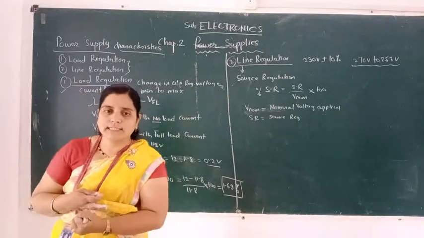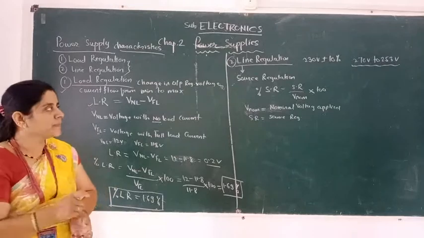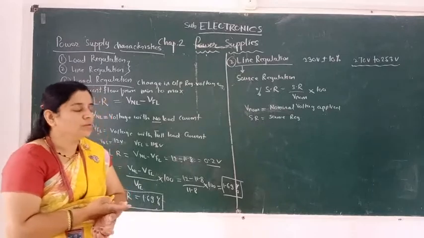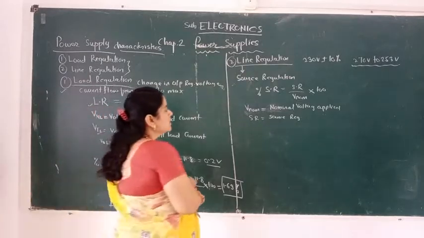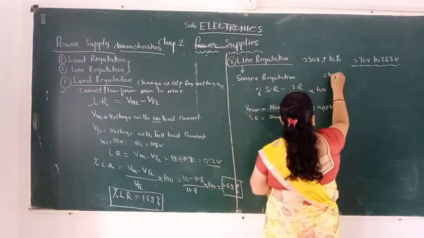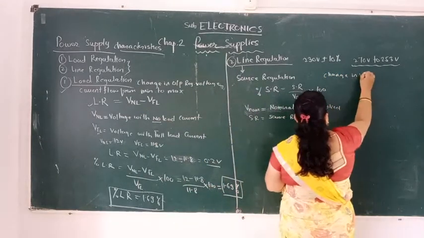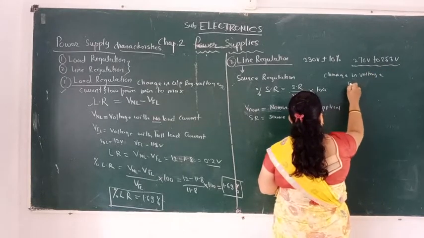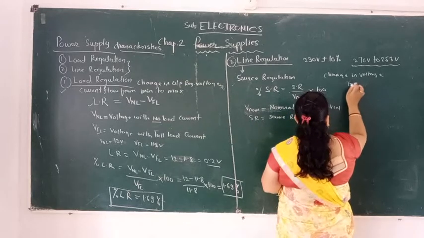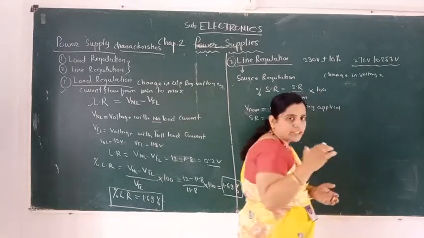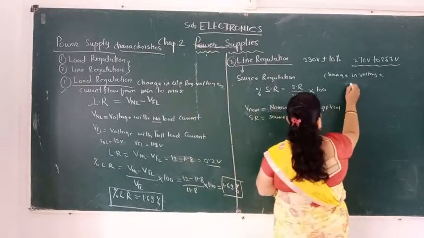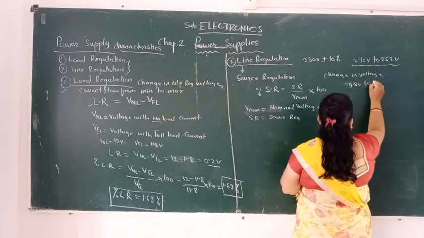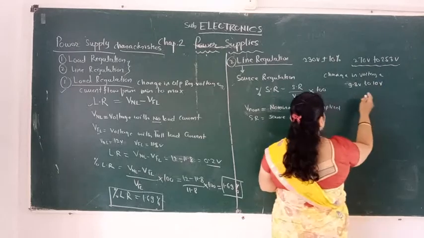So what is source regulation? It is the change in voltage within the range of 270 volt to 253 volt. Suppose there is a change in voltage within the range. Suppose the full voltage is 12 volt and its range is given, the voltage is from 9.8 volt to 10 volt. Then what will be the line regulation?